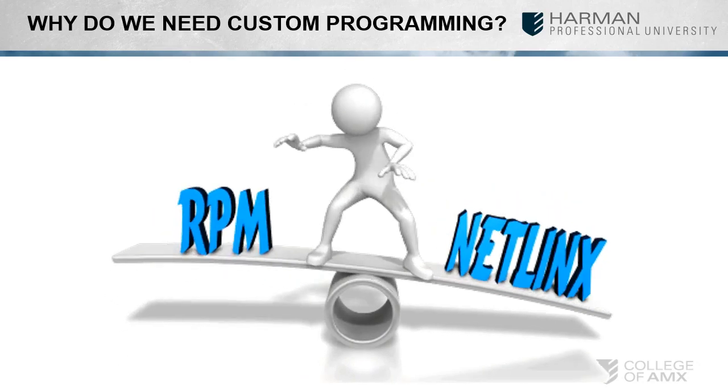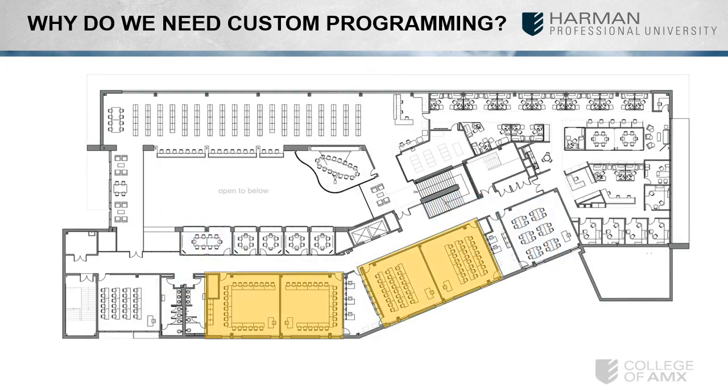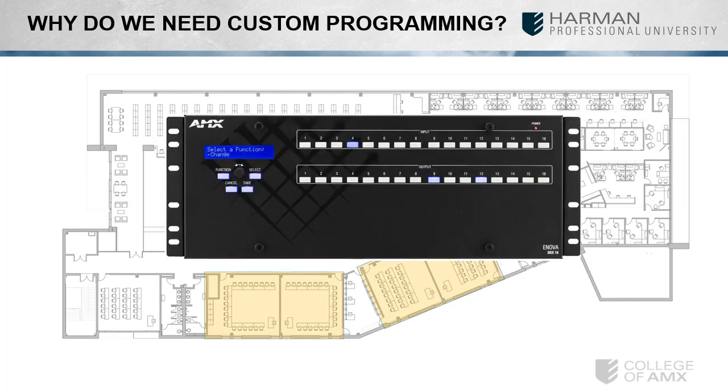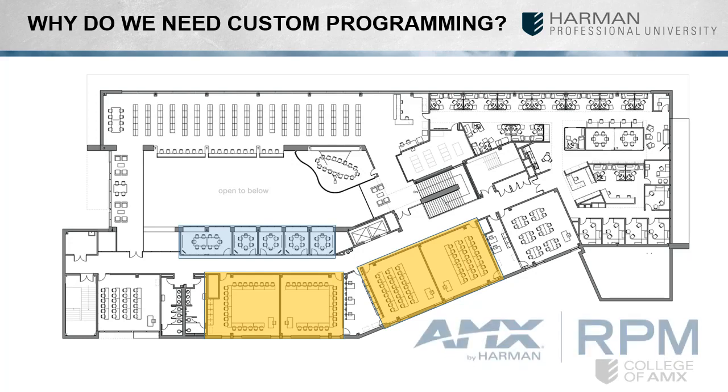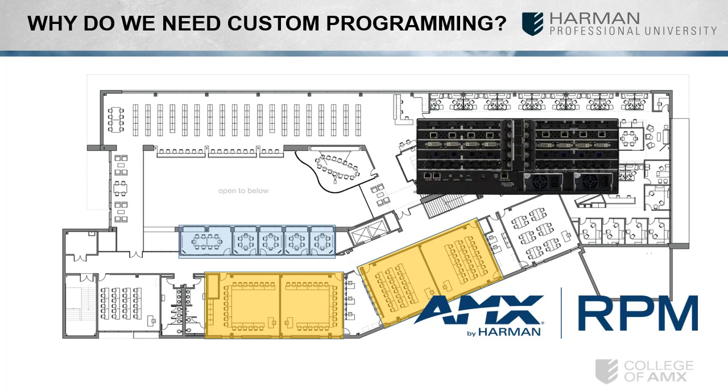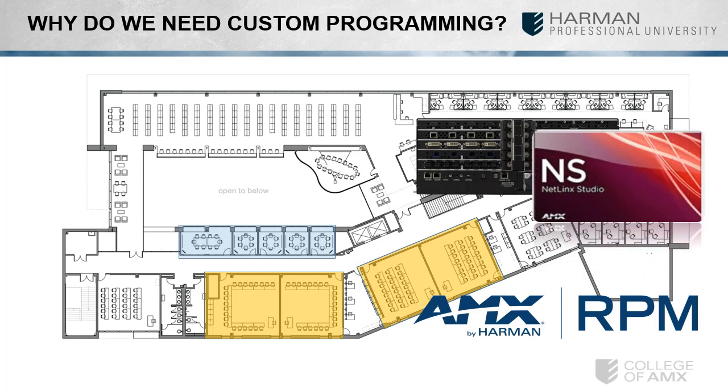Let's say that you have a floor in a building that has 4 conference rooms, 6 huddle spaces, and a DGX16 in a centralized closet for sharing content between all of the rooms. The conference rooms and huddle spaces can all be configured with RPM, but how do I tie in the DGX and share video between the rooms? RPM doesn't support that. Well, since the DGX has a NetLinx master on board, I can write custom code for it to handle what RPM can't do.